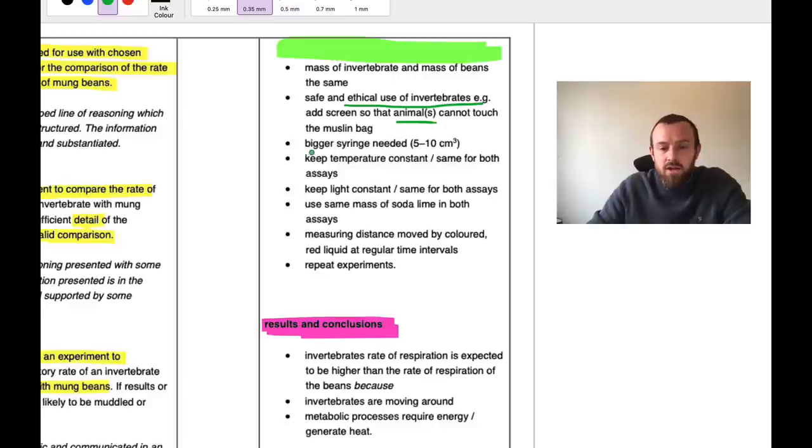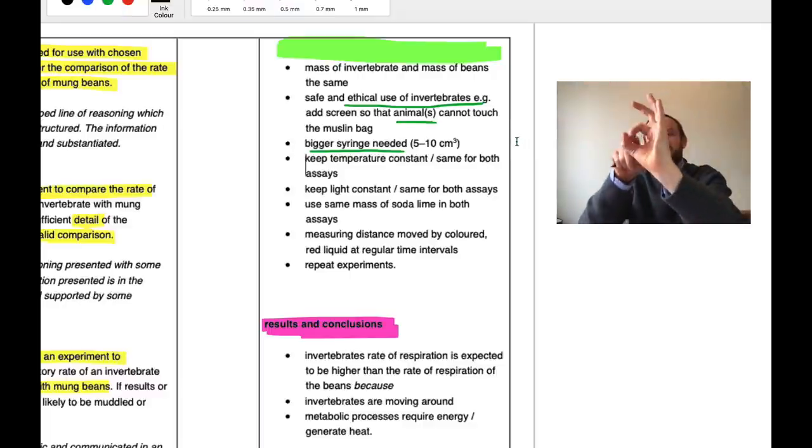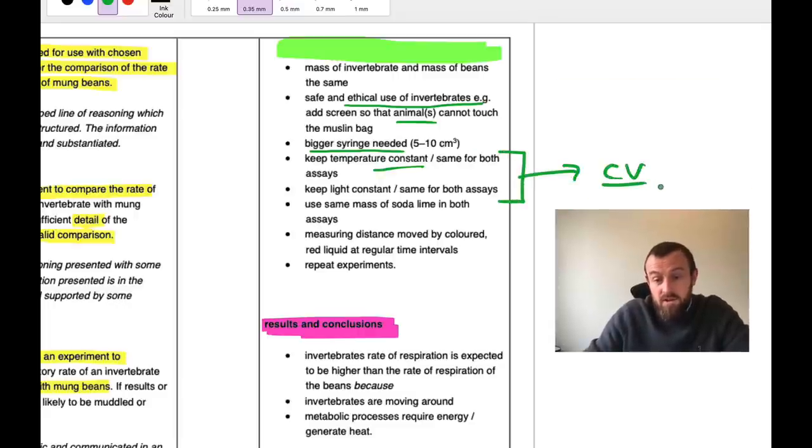You're going to need a bigger syringe. If you're fitting woodlice in, it can't really be, you know, 1 centimeter across. You're going to need to fit a few woodlice in there, so you might need a bigger syringe, something like 5 cm³. Temperature should be kept constant for the beans and for the invertebrates. The light should be constant. So this bit here is about control variables that weren't really stated early on.